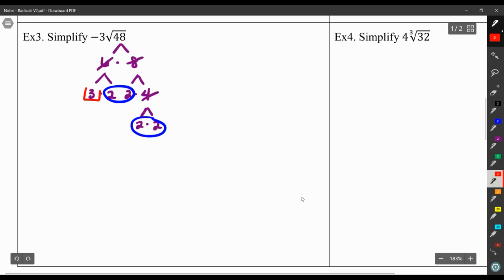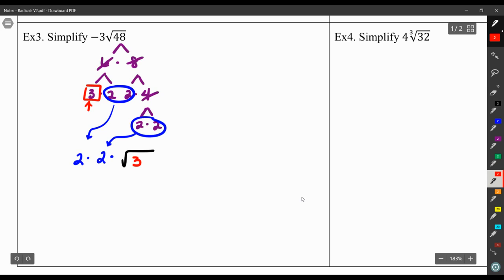Box in what's left without a pair. So basically, these here create perfect squares. 2 times 2 makes 4, and 4 is a perfect square. So what's going to happen is one of these 2's comes outside times another 2 outside times the square root of whatever's left without a pair, in this case, 3.